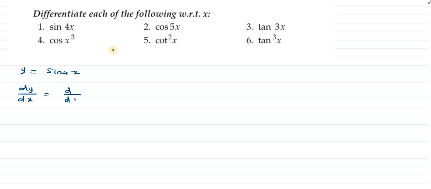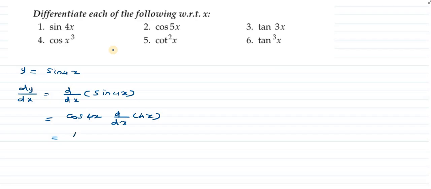Function. So next what we have to do? Sine 4x. Function is sine. So when you differentiate sine, you will get cos 4x. Whatever x value comes, the angle, you have to write as it is. Then d by dx of the angle: differentiation of 4x is 4. So 4 cos 4x. Straightforward, simple sums.